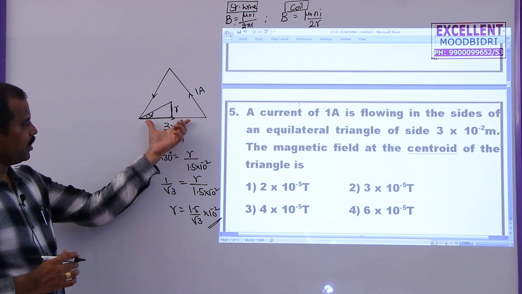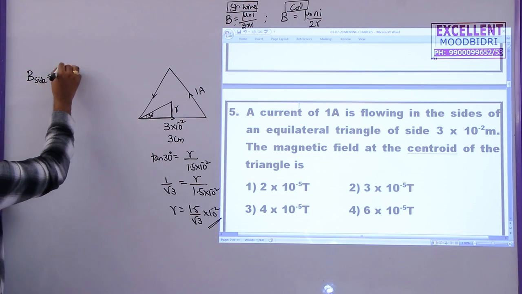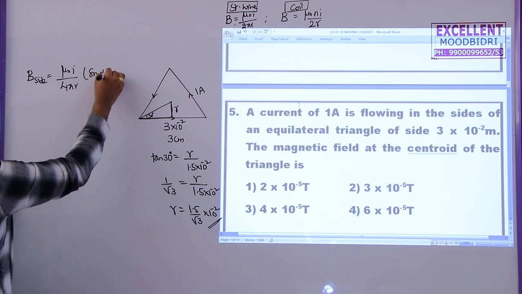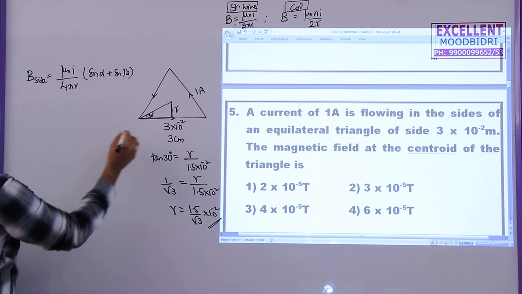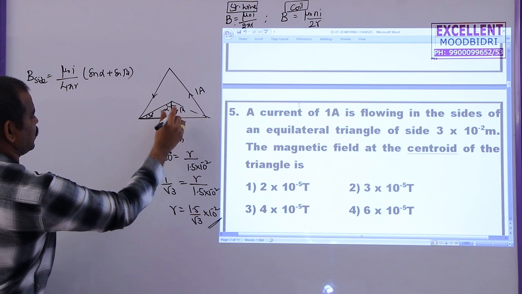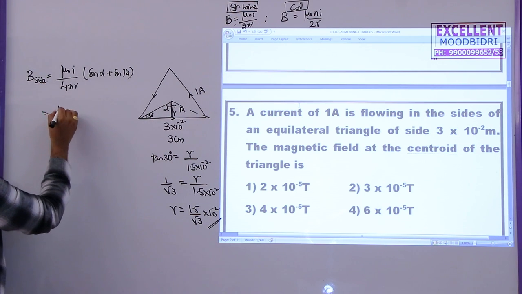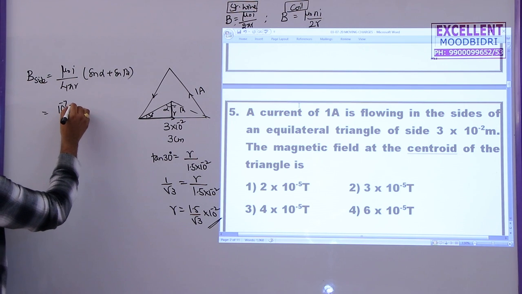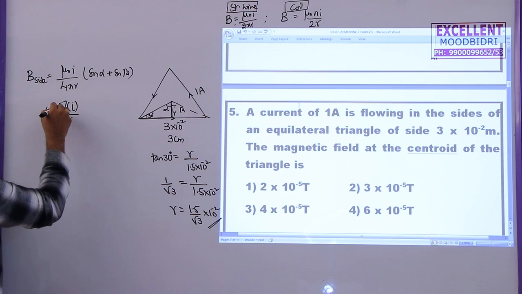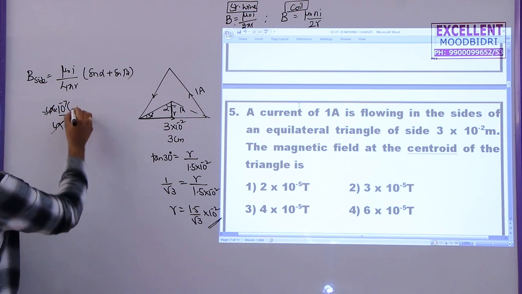So let me find the magnetic field due to one side. The magnetic field due to one side of the triangle is mu naught I by 4 pi r into sin alpha plus sin beta, where this is alpha and on the other side it will make an angle beta here. This is r. Now mu naught by 4 pi is 10 power minus 7, so 10 power minus 7 I by r, because 4 pi and 4 pi cancel. The current value I is 1 ampere.